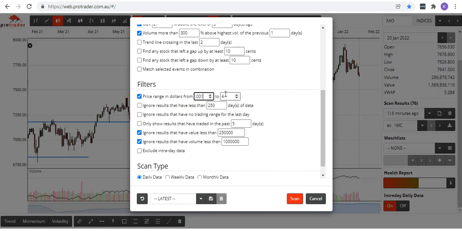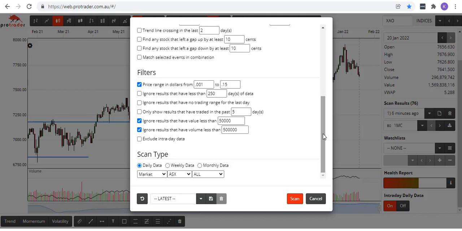I'm going to go from 1 cent, staying in the gutter, to 15 cents. Now, because we're down there, we want to make this a little bit smaller, so I'm making this 50,000 in value. That means, if anyone's curious, we want to see anything that's traded more than $50,000, and we want volume to be more than 500,000.